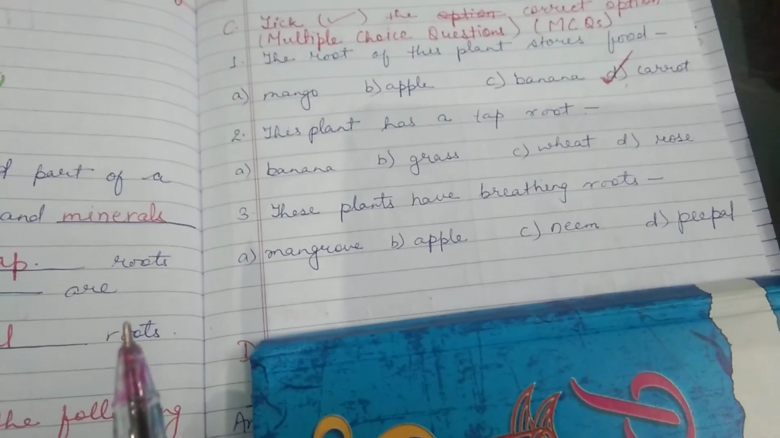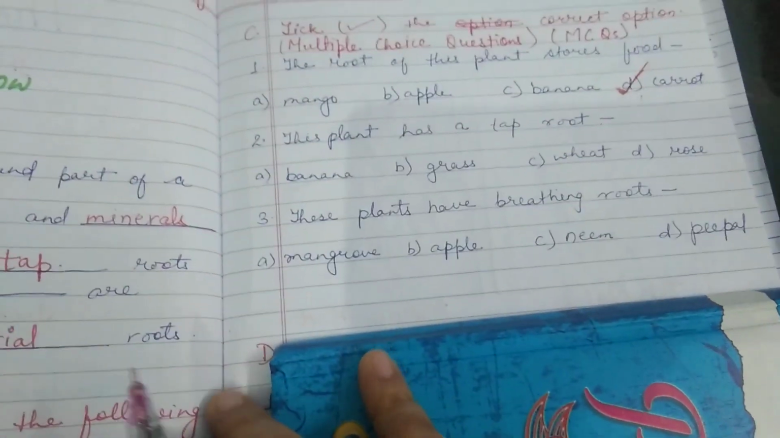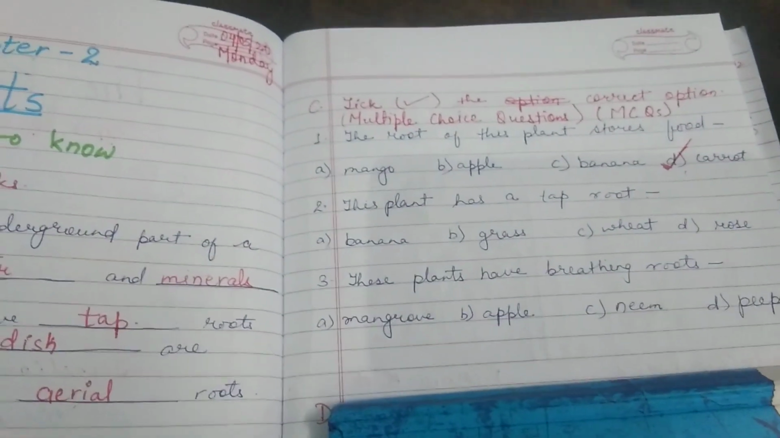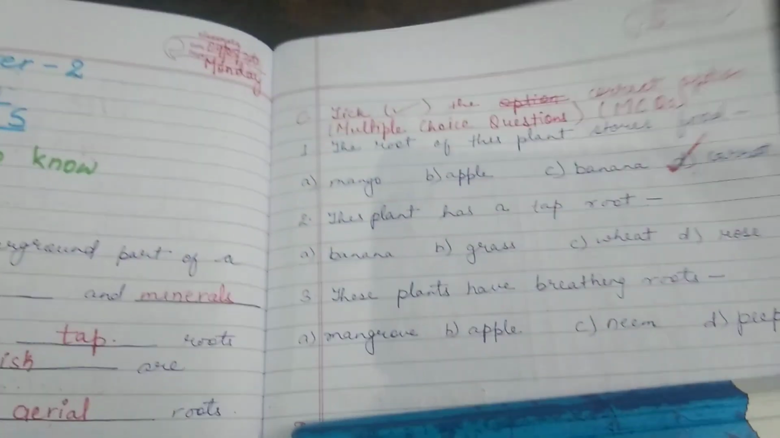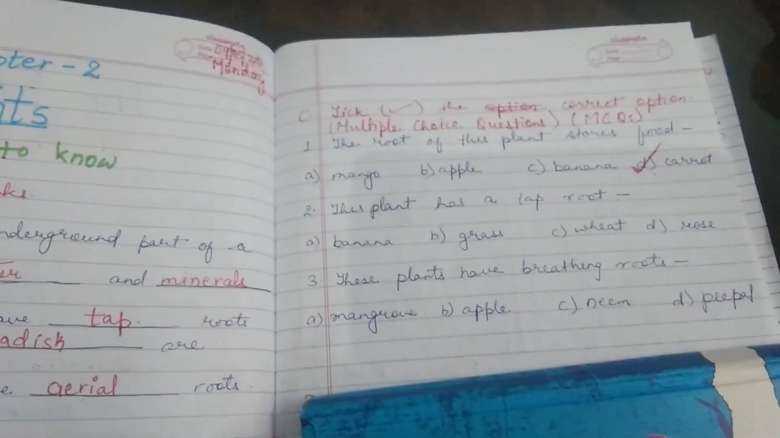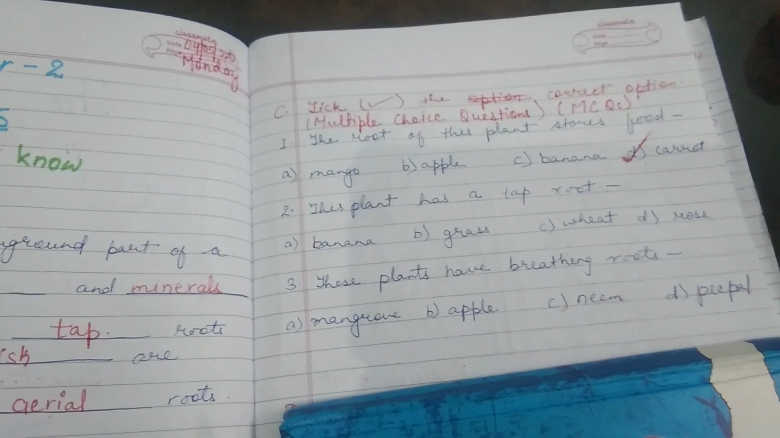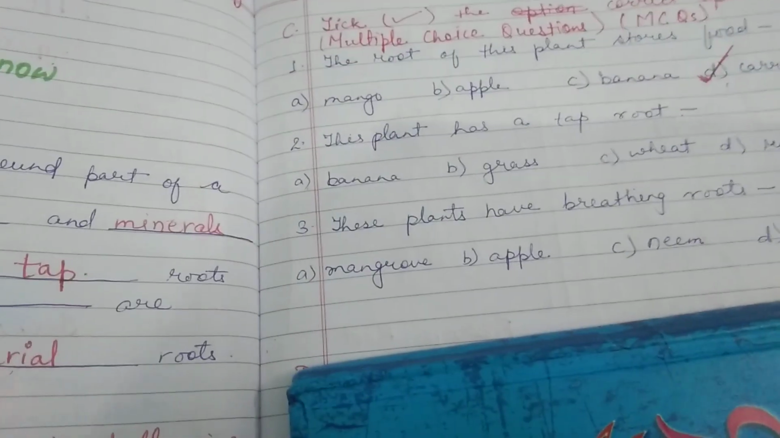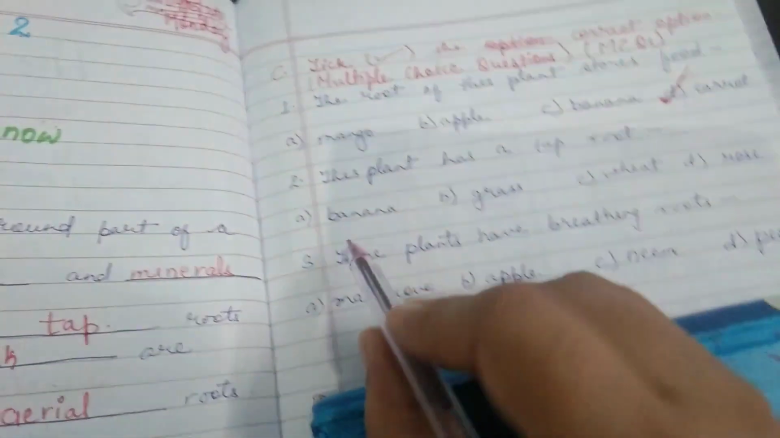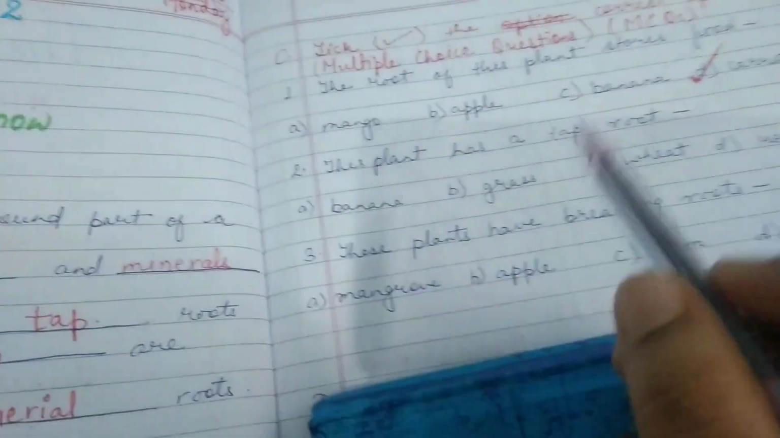बनाना ट्री को उखाड़ने में उतना टाइम नहीं लगेगा जितना टाइम आपको एक मैंगो ट्री को उखाड़ने में लगेगा. It will be more, and you can say it will be impossible for you to pluck that mango tree from the soil, but you can pluck the banana tree. So it can be a fibrous root.